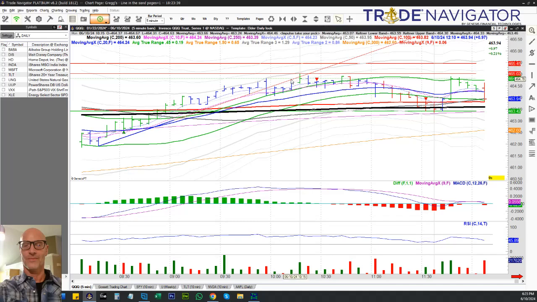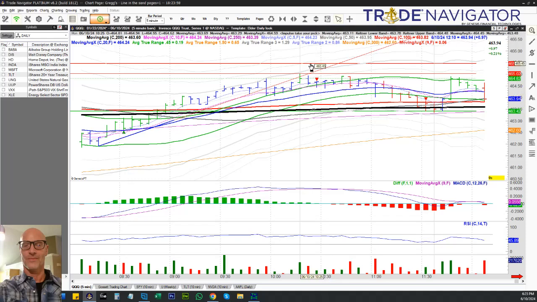I enter here at 464.82, 2 ATR stop above, end of bar stop, close above that swing high there of 465.02. I place my profit target down here, 463.42. And then I pretty much set it and forget it.